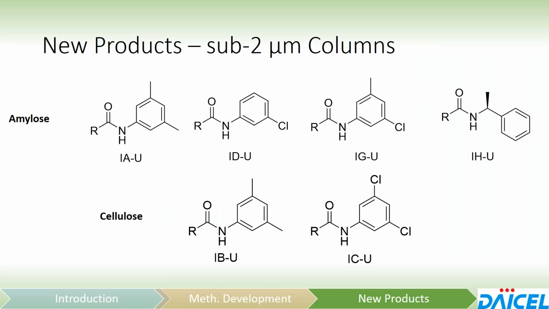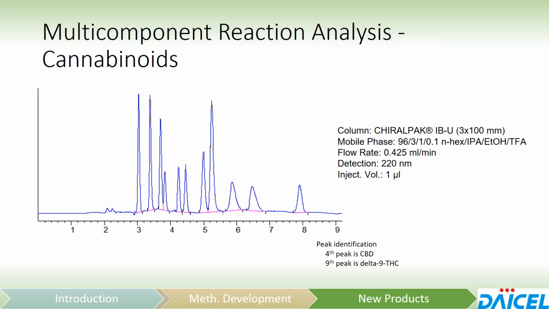All right, we still have a few minutes left here, so I will briefly touch on those new products that I mentioned. We've got sub 2 micron columns, which are optimized for UHPLC use. They can be used on a normal HPLC, however, to get the full benefit of the reduced extra column band broadening and the increase in the plate count, UHPLC is certainly the way to go. IA, IB, ID, IC, IG, and IH are the 6 columns that we have. Very good for multi-component analysis here.